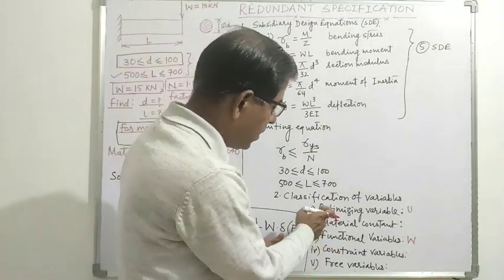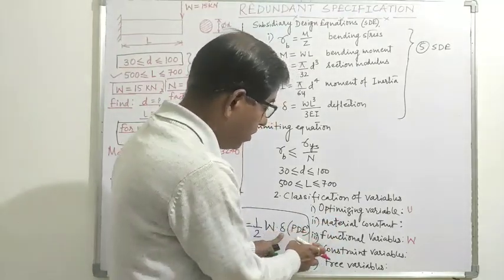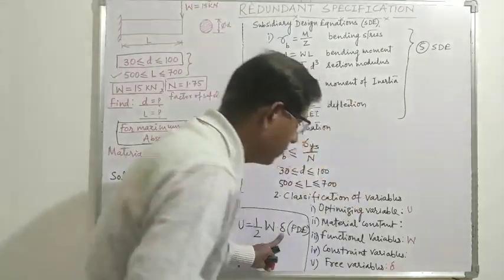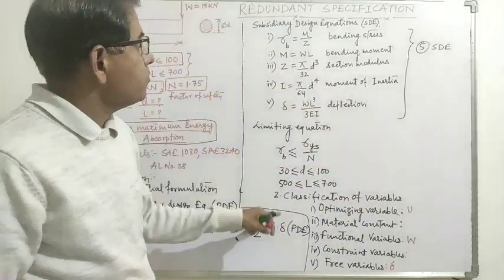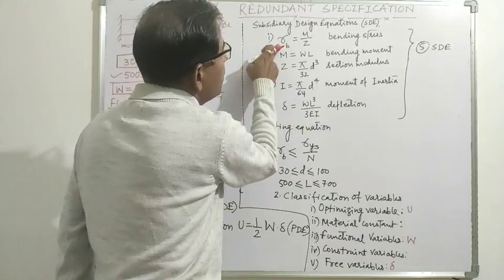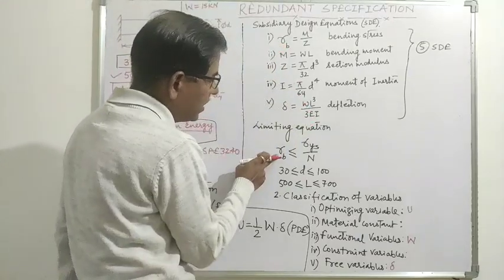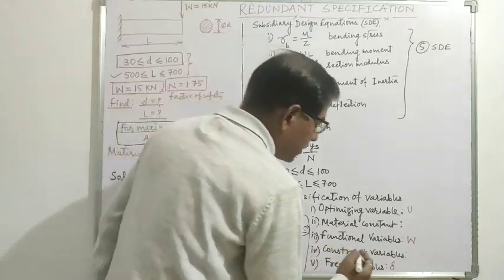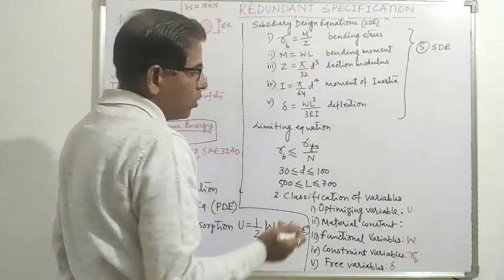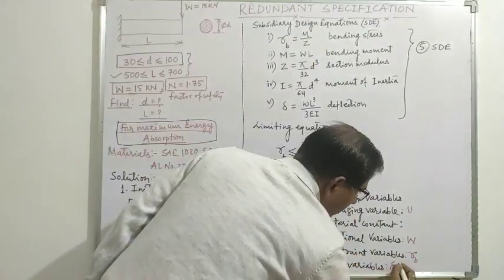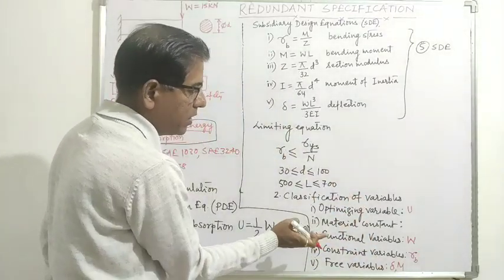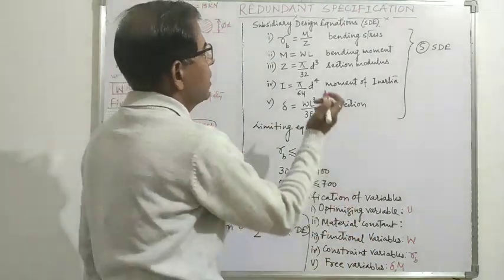So it is not optimizing, it is not a material constant, and no limit is imposed on delta. So it will go into the category of free variables. Then sigma b. Here you can see that there is a limit imposed on sigma b, so sigma b is a constraint variable. Then M. M is a free variable because it is not a constraint variable, not a functional variable, not a material constant, and it is not an optimizing parameter.